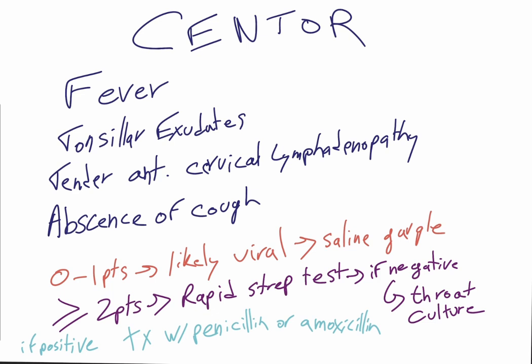So if you have 0 to 1 in terms of the Centor criteria, this is likely viral, and the treatment is supportive care only. For example, you would give a warm saline or lidocaine gargle. If it's 2 or above, then you do a rapid strep test. If that's negative, you follow up with throat culture. You then treat with penicillin or amoxicillin.